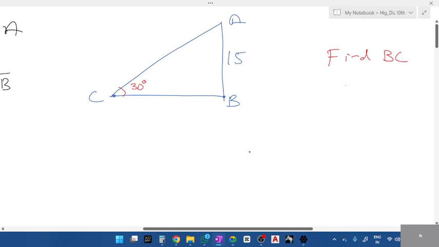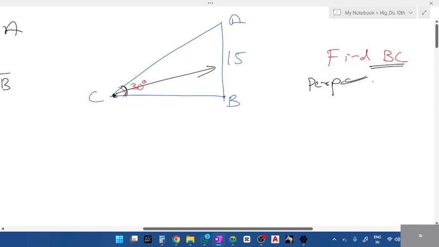Now tell me which angle is marked here. Which angle is marked? A, B, or C? The angle value is at C. So from C, wherever the angle is given, from that point of view, what is 15, students? Perpendicular, base or hypotenuse? Perpendicular. Yes. What we have to find? Very good, BC.